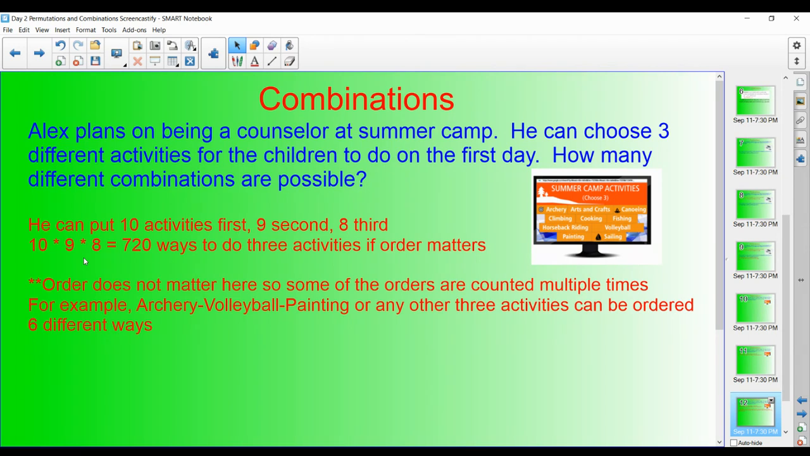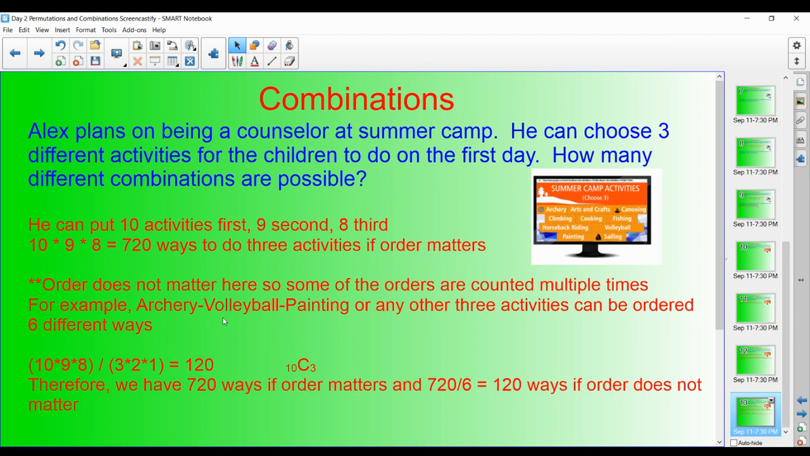If I want to do archery, volleyball, and painting, there's 6 different ways that I can arrange them, because I could put 3 of these things first, 2 second, and 1 third. So I have to divide by that 6. I have to take all the different permutations and divide by the double counts, and I get 10C3. So 10C3 is 120 if order doesn't matter. If order does matter, there's 720. The major difference between permutations and combinations is, does order matter? If it matters, we use permutations, and if it does not matter, we use combinations.